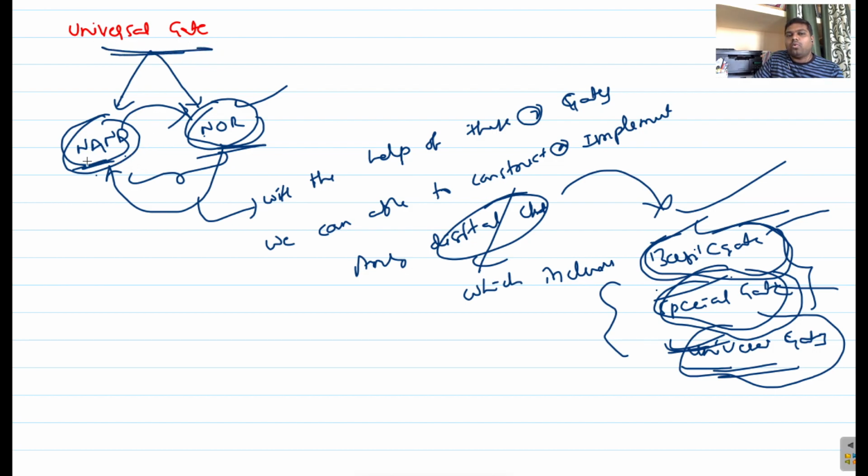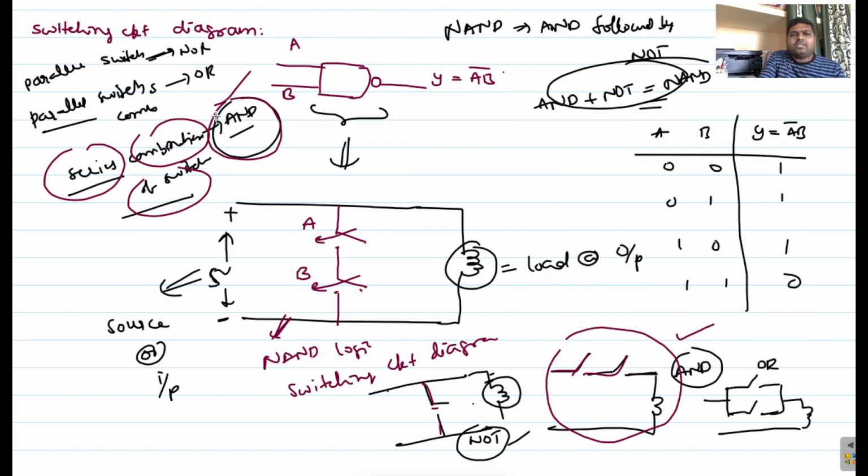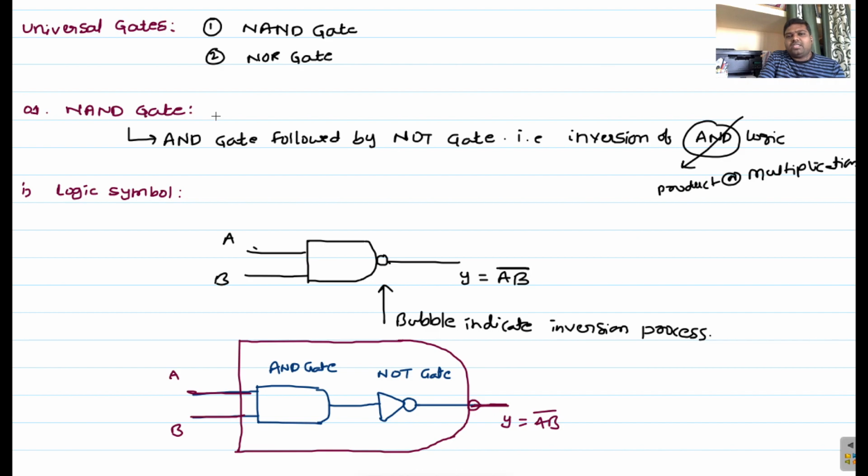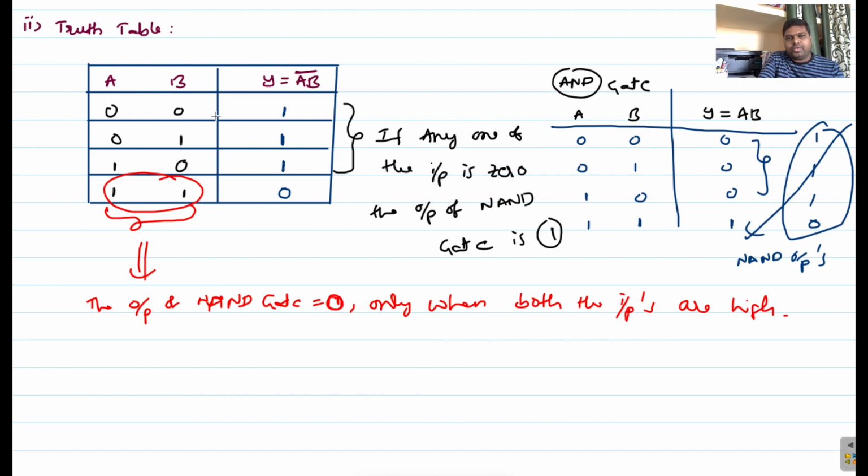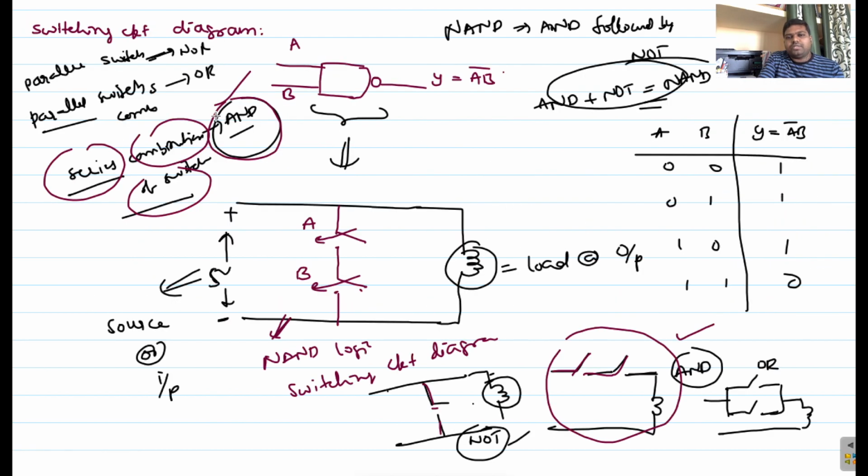If we have only NAND and NOR logic, we can implement the entire digital circuit. That is why we call them universal gates. So this is about universal gates. We have two gates, NAND and NOR logic. NAND is nothing but an AND gate followed by a NOT logic. That means inversion of the product indicates the NAND logic. This is the logic symbol first, and next the truth table. After that, the switching circuit diagram.